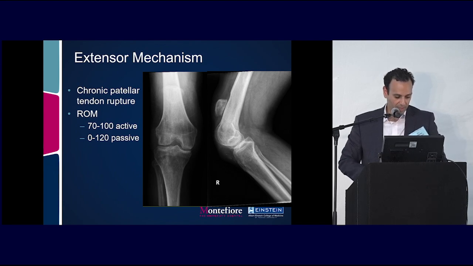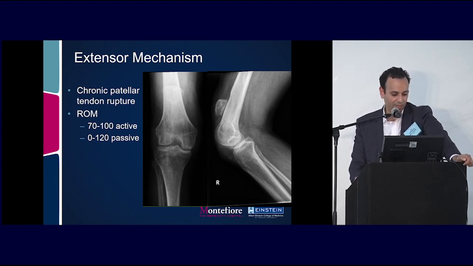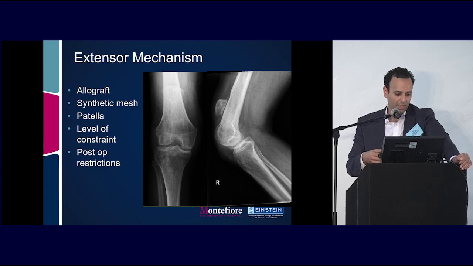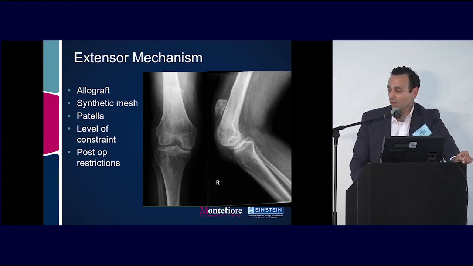So moving on to an extensor mechanism case, this is a 66-year-old male with right knee pain after a chronic patellar tendon rupture. His range of motion is 0 to 120 passive, but actively he's 7 to 100. His joint space didn't look so bad, so I did get an MRI showing that there was severe medial and moderate lateral compartment disease. So I guess let's start with Claudio.